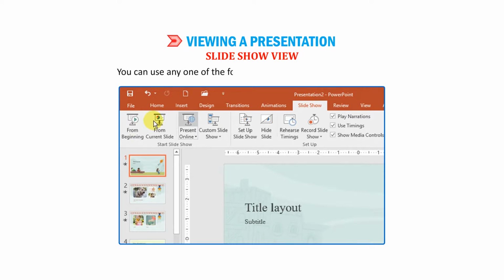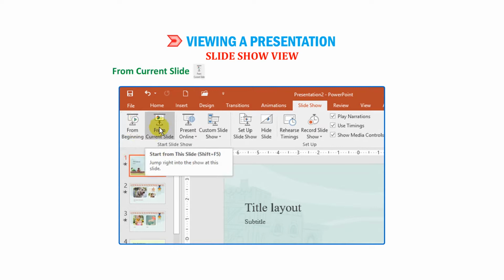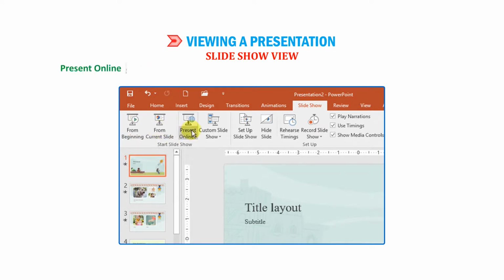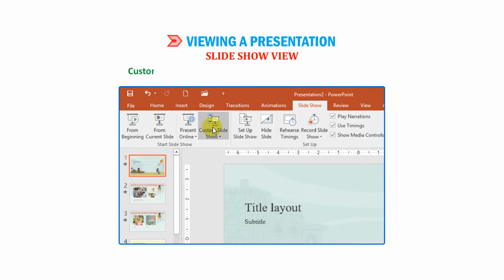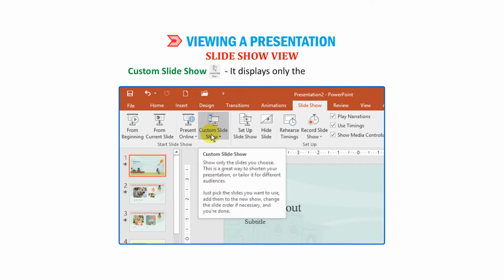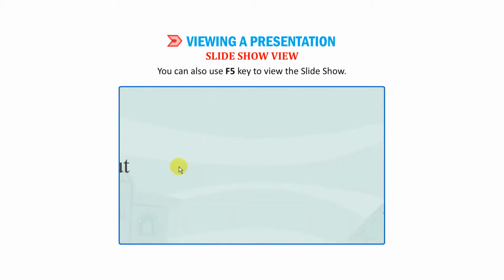You can use any one of the following options to run the slideshow. From Beginning starts the slideshow from the first slide. From Current Slide starts the slideshow from the current slide. Present Online broadcasts the slideshow to remote viewers who can watch it through a web browser. Custom Slideshow displays only the slides you select. You can also use the F5 key to view the slideshow.